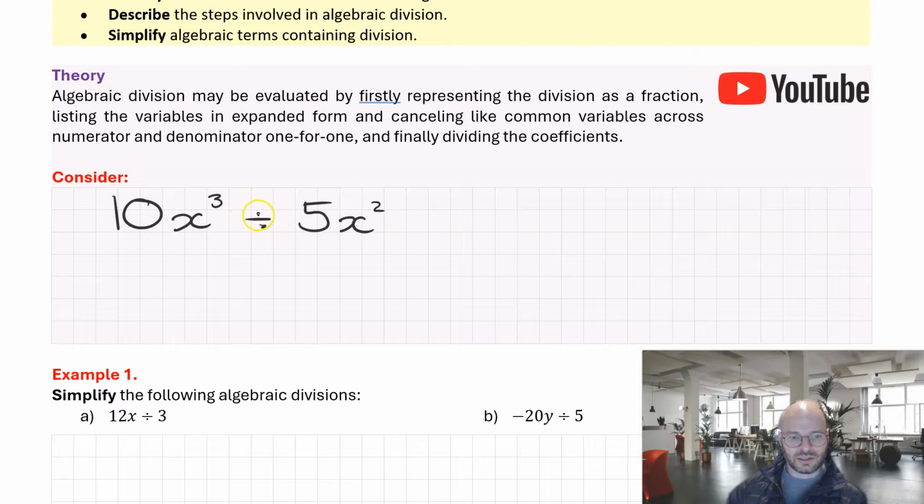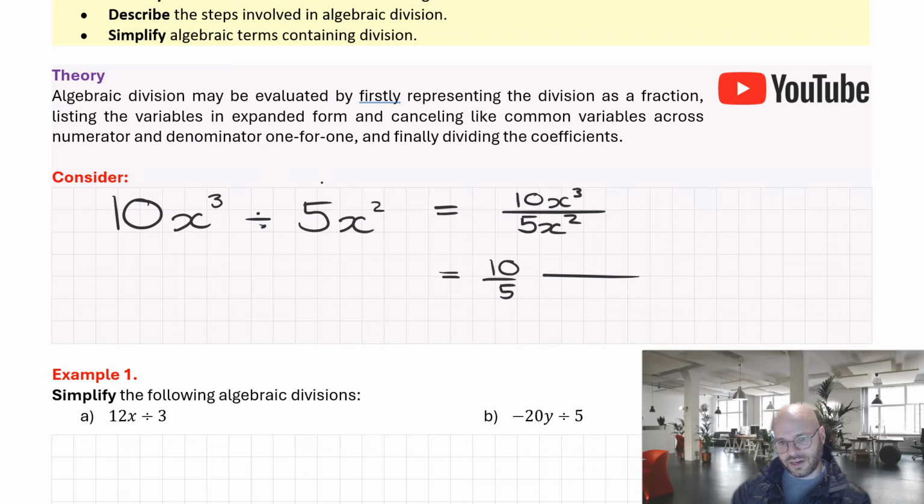Now to be able to evaluate this, we can translate this into a fraction. This is going to become, upstairs we have 10x cubed and downstairs we have 5x squared. Now, to simplify this, we're going to identify our coefficients and write them on a fraction to the left. So that way, to the fraction on the right, we can just have our variables.